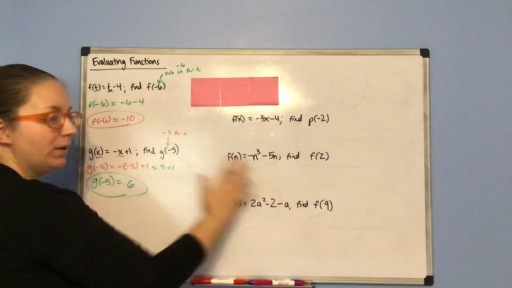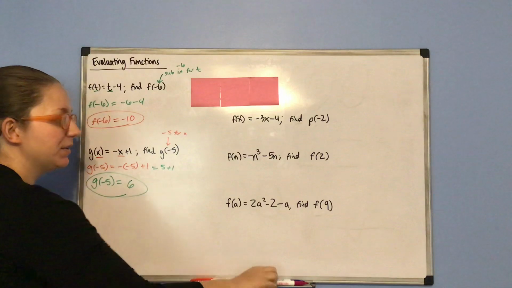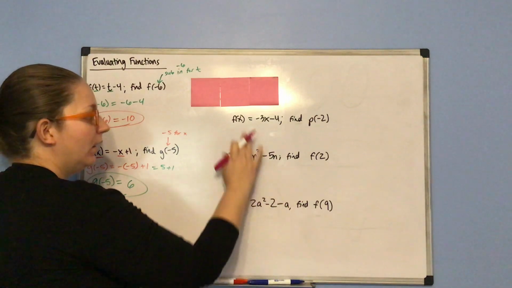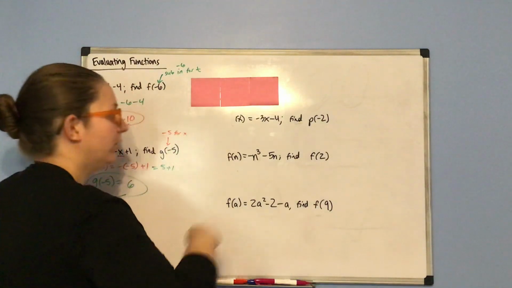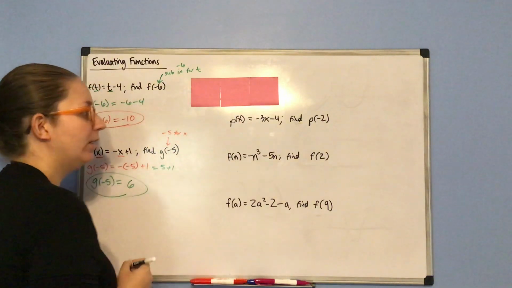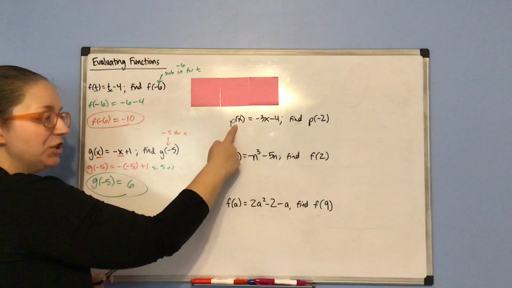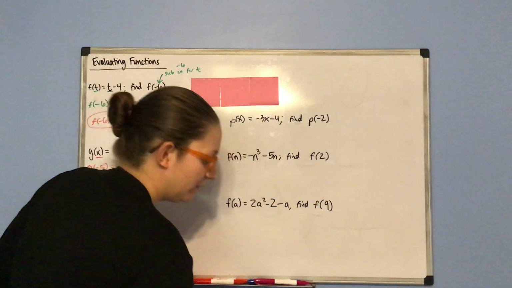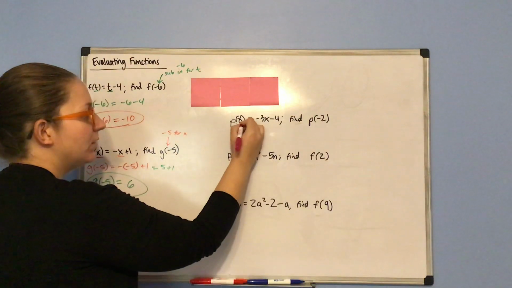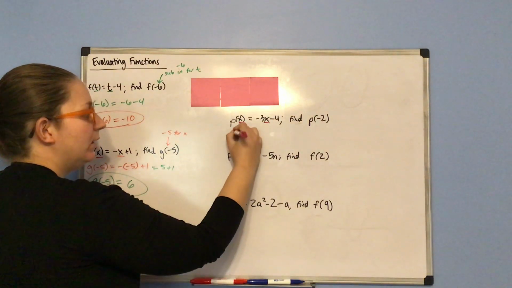The rest of these, the equations are slightly more complicated, but the process is the same. Sorry, this should be a P, not an F. Otherwise my letters don't match. I couldn't read my own handwriting. There we go. So this time my function is p of x, which is negative 3x minus 4. They want us to find p of negative 2. So negative 2 will go here and here.